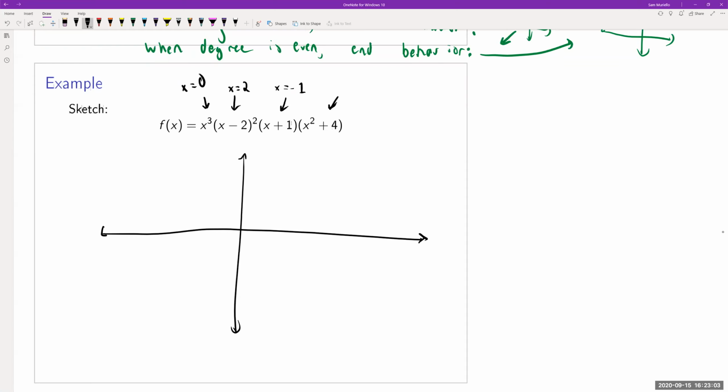The last one doesn't have a solution because x squared plus 4 will never be equal to 0. That would mean x squared would have to be equal to -4. So there's nothing that comes from here. We'll start by plotting each of these zeros. Since I'm making a graph that I would like to be roughly to scale, let's make sure I put on a scale.